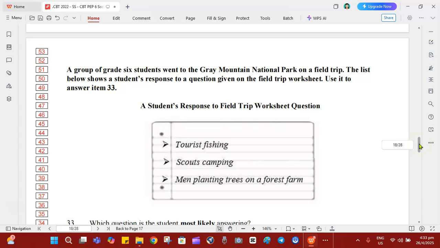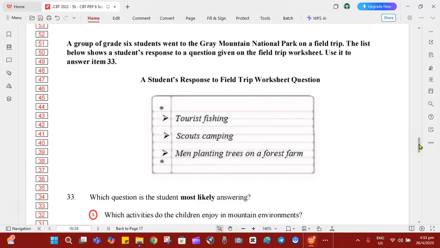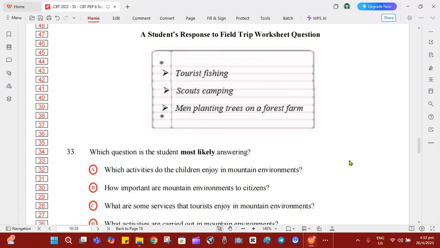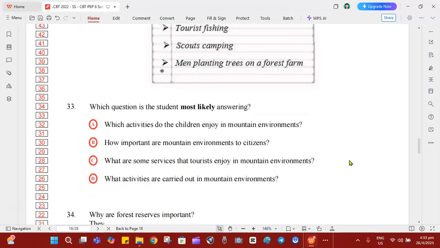A group of grade 6 students went to the Grey Mountain National Park on a field trip. The list below shows a student's response to a question given on the field trip worksheet. Use it to answer item 33. A student's response to field trip worksheet question: tourist fishing, scout camping, men planting trees on a forest farm. Which question is the student most likely answering?